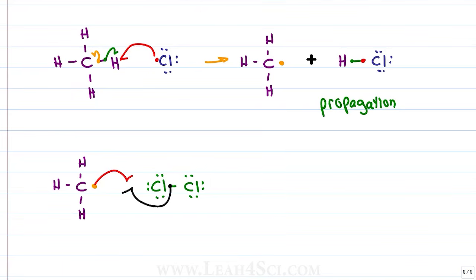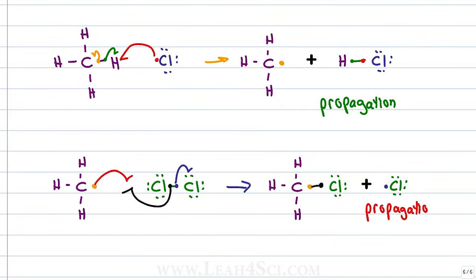Chlorine is forced to provide one of its electrons to complete that bond, and the other electron from that chlorine bond collapses onto the chlorine atom. This gives us a stable chloromethane and an unstable reactive chlorine radical for another propagation step. And the next step still isn't termination, because this chlorine radical will find another methane to attack like we had here, and this reaction will just propagate and keep going and going and going.